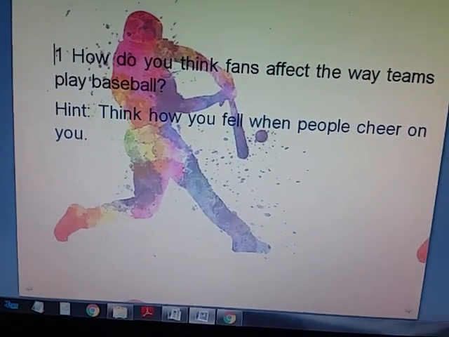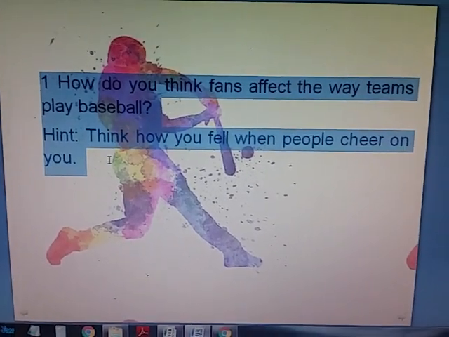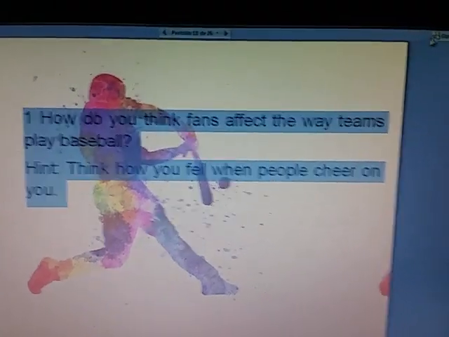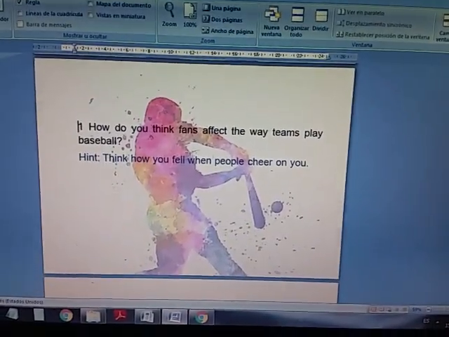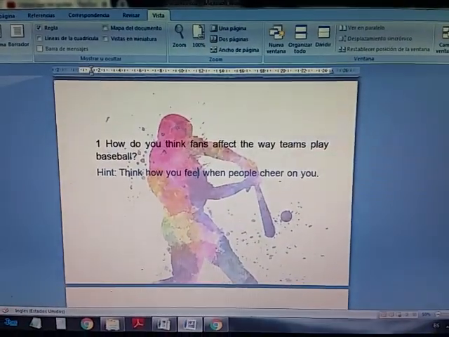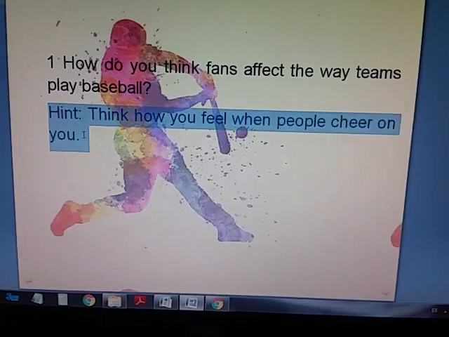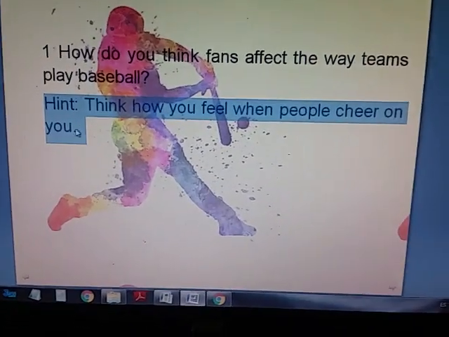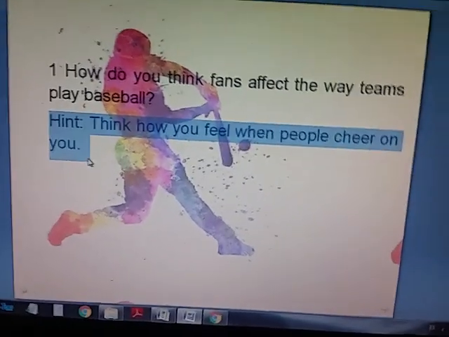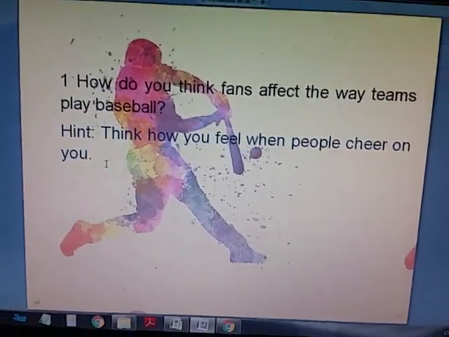Number 1. How do you think fans affect the way teams play baseball? There's a hint that says, think how you feel. Oh, no, it's not feel. It's think how you feel. Let me correct that right away. Okay, here it goes. Think how you feel when people cheer on you, when people say Carlos, hey, Maria Fernanda, hey, Victoria, hey, bravo, David, yeah. So, how do you feel?